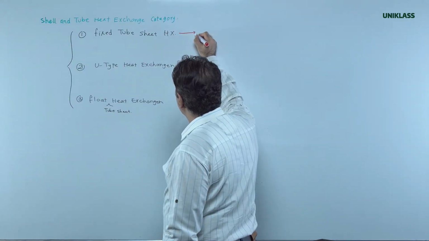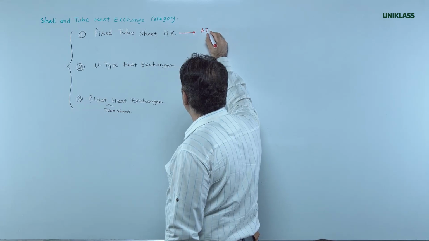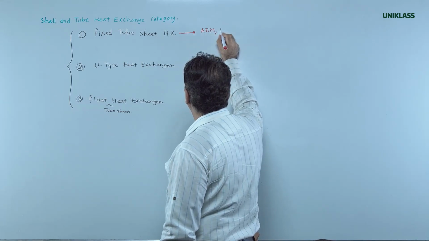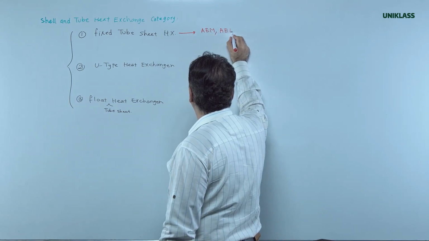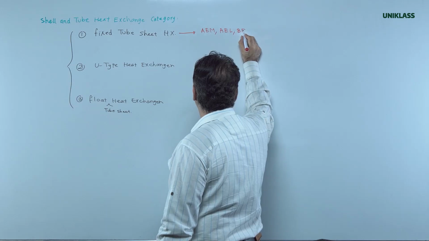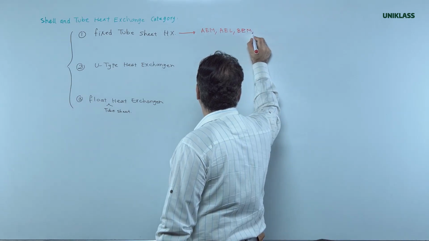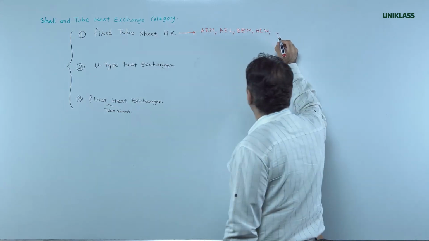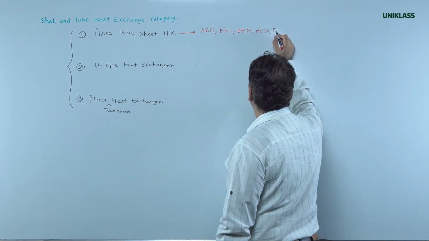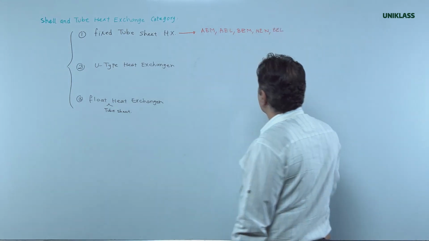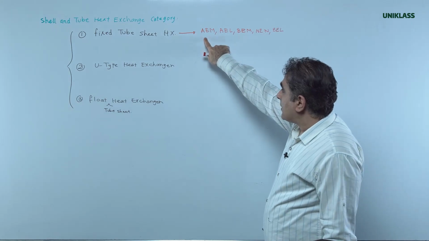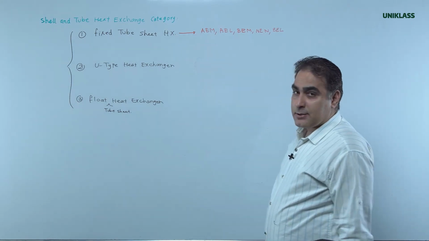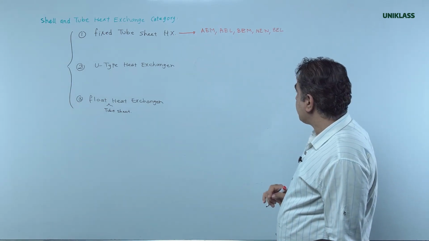The abbreviations of fixed tube sheet are like AEM, AEL, BEM, NEN, BEL. If you see, A is the front head, E is the shell, M is the rear head.